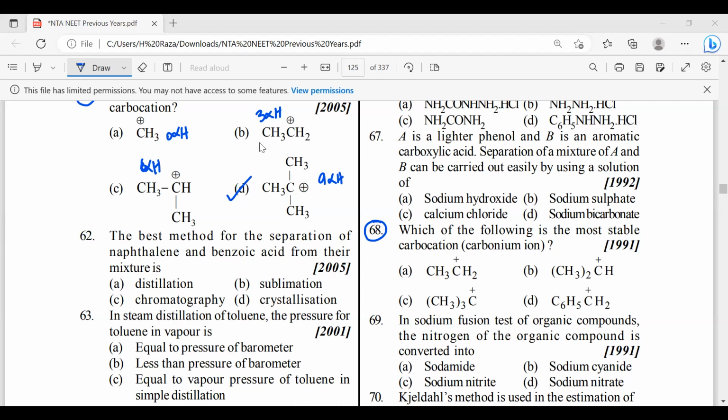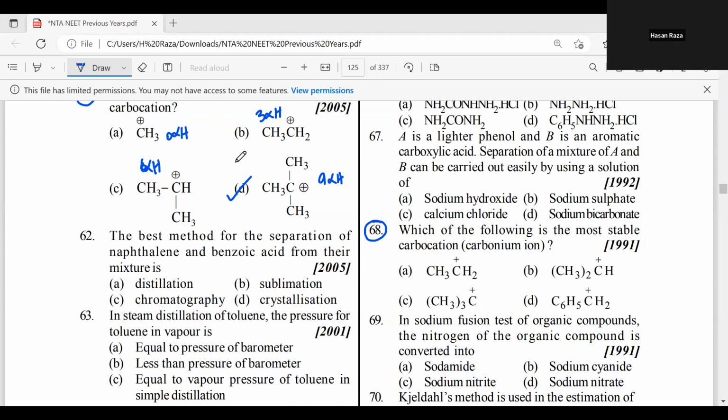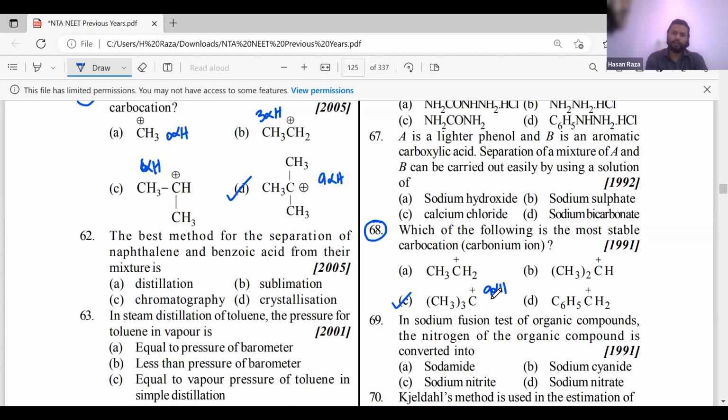I'm waiting. C will be the answer. Tertiary, 9 alpha hydrogen. There will be 3 alpha hydrogen, 6 alpha hydrogen, and so on.